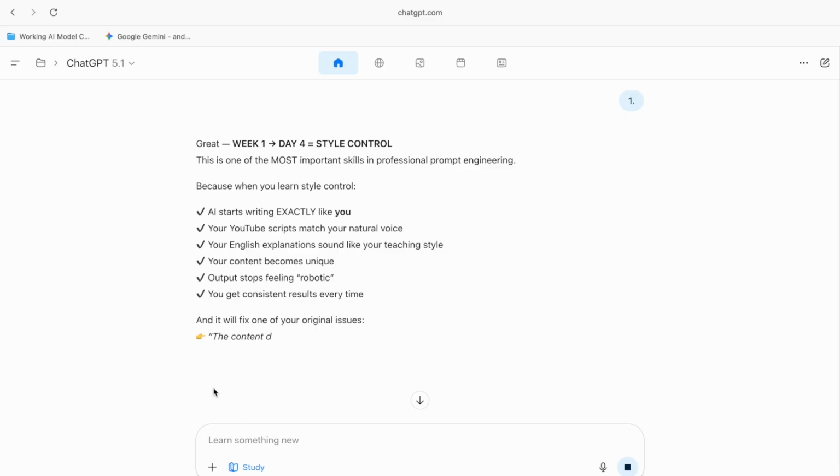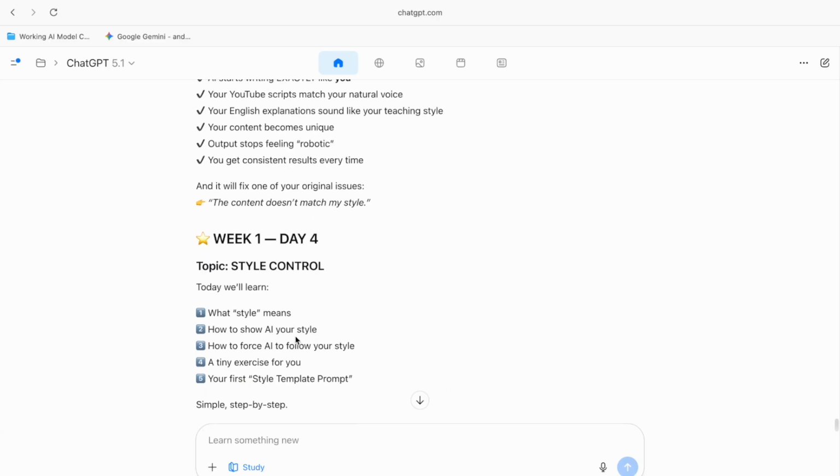Okay, first focus on here. This is the most important skill in professional prompt engineering. Because when you learn style control, AI starts writing exactly like you. Your YouTube scripts match your natural voice. Your English explanations sound like your teaching style. Your content becomes unique. Output stops feeling robotic. You get consistent results every time, and it fixes one of your original issues: the content doesn't match my style. It remembers that. Okay. So topic: style control.